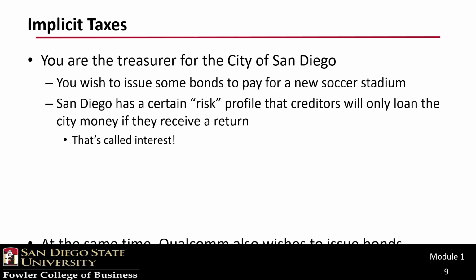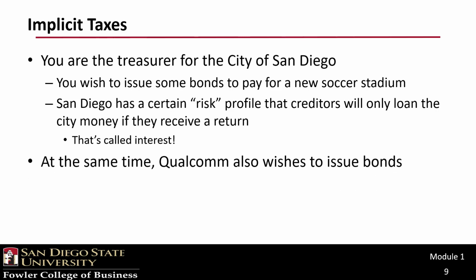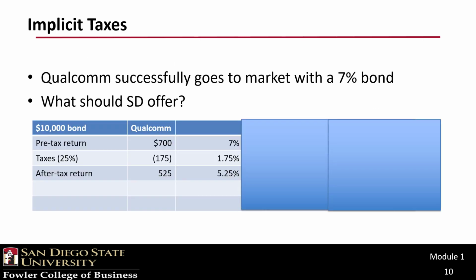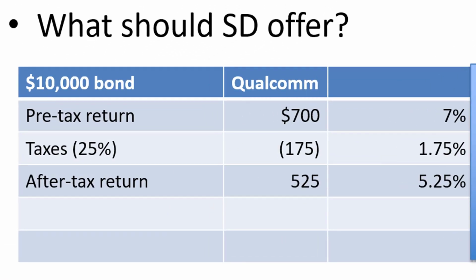At the same time across town, Qualcomm is also looking to issue bonds. And in what could only be described as an amazing coincidence, investors perceive the risk of the city of San Diego to be identical to that of Qualcomm, and thus would demand the exact same return on bonds issued by either party. As is often the case, private industry is a bit faster to the market and offers their bonds at 7%. A $10,000 bond at 7% pays $700 of interest a year.